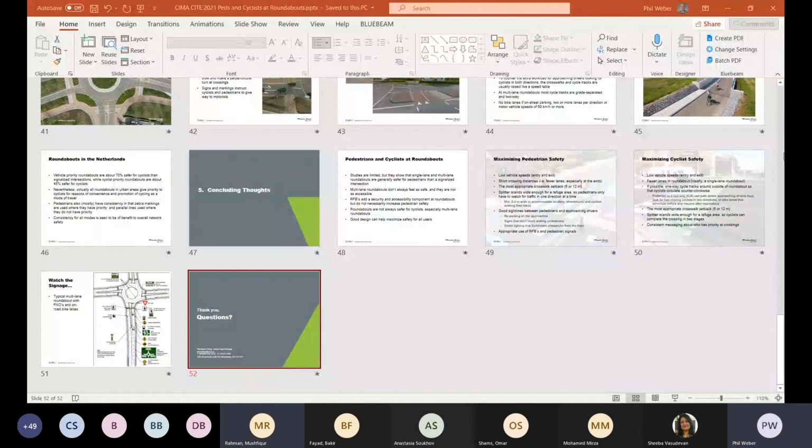But I heard that there is something on the way regarding accommodating cross ride at roundabouts. Do you know anything about that? No. My understanding is that that's not happening. I could be wrong, but that's my understanding. No, thank you very much.